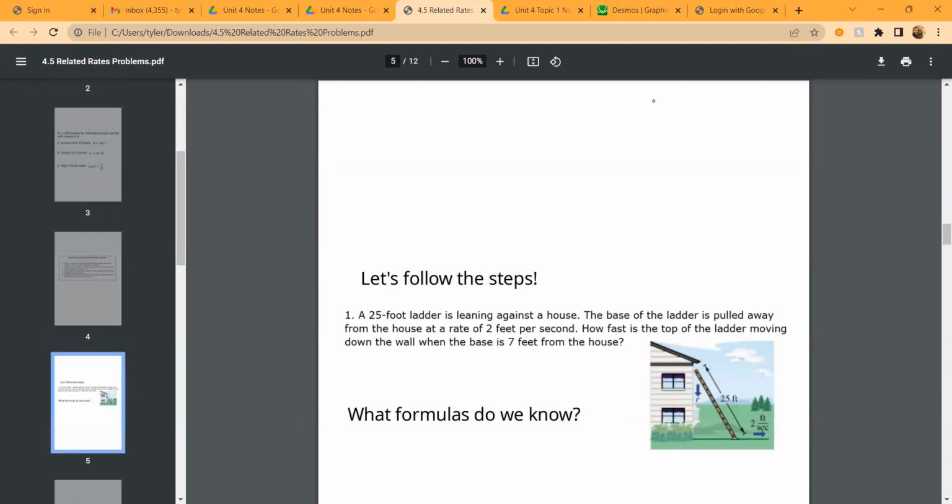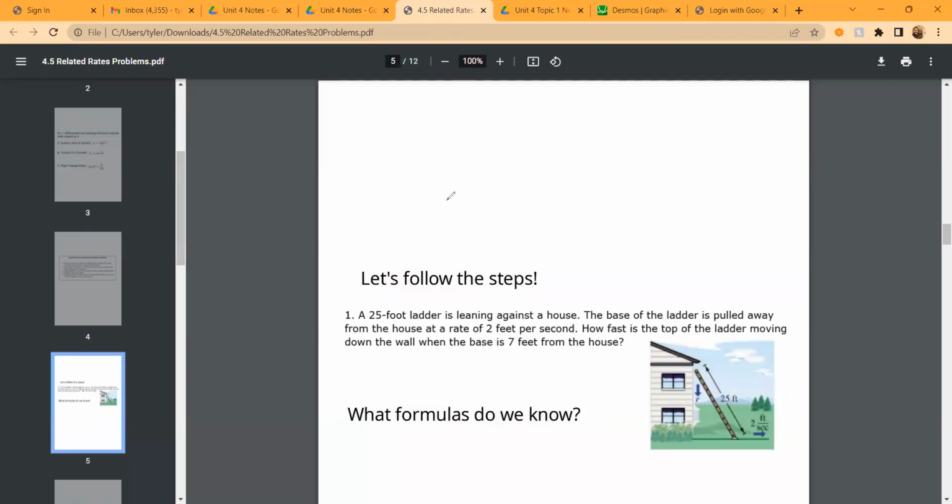So here we have a 25-foot ladder leaning against the house. The base of the ladder is pulled away from the house at a rate of 2 feet per second. So it's being pulled away at 2 feet per second. How fast is the top of the ladder moving down the wall when the base is 7 feet from the house? So a couple things here.